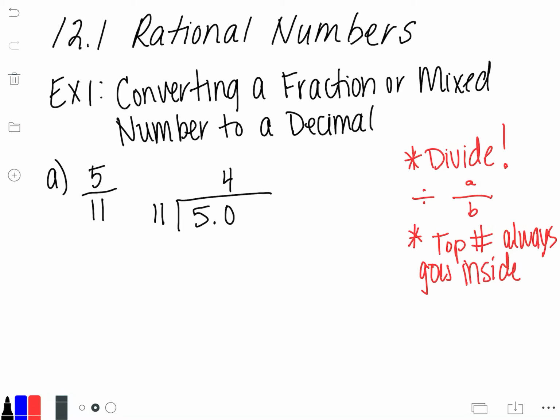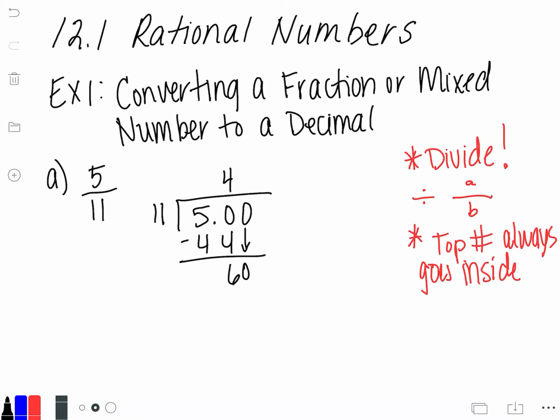11 times 4 is 44. Your next step with long division is to subtract. The difference would be 6. Now, again, we don't want remainders anymore. To continue dividing, add another 0 because 5.0 is the same as 5.00. And you can bring down that 0.